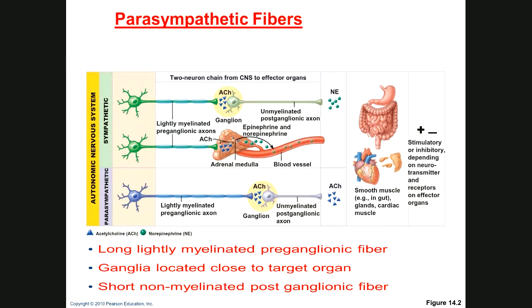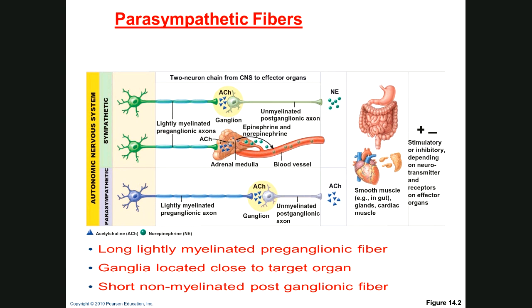I told you this picture is very, very important. It has a lot of information. You can see in the sympathetic division, preganglionic fiber is shorter because the ganglia is close to the spinal cord. Postganglionic fiber is longer because it needs to reach the organ. Parasympathetic, preganglionic fiber is long because the ganglia is located close to the organ, far away from the spinal cord. Postganglionic fiber is short.